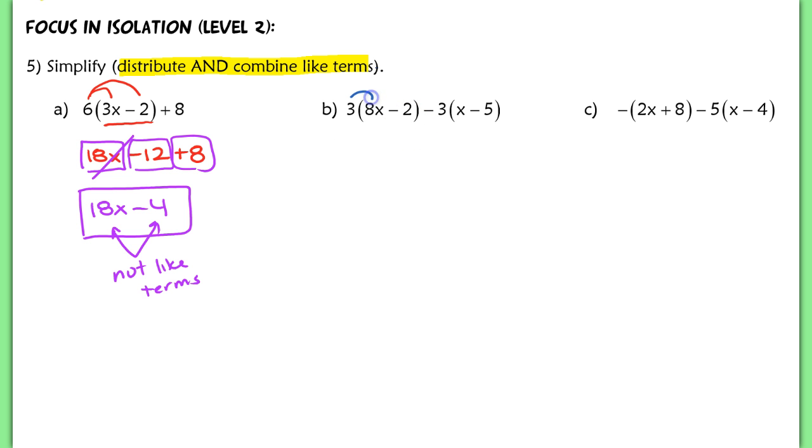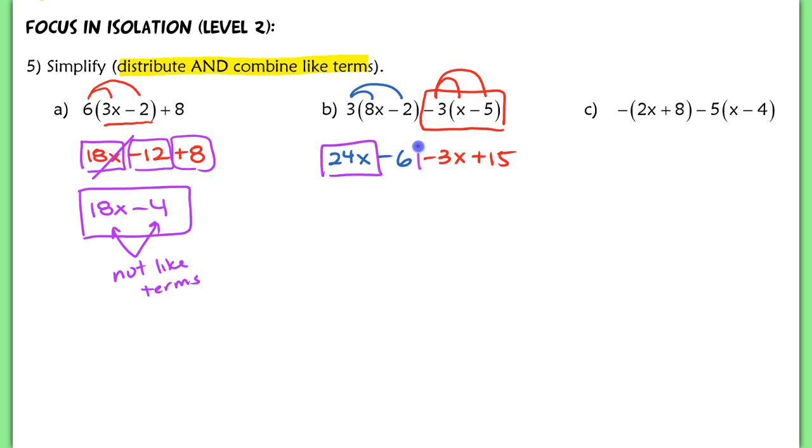Let's do 3 times 8x, that gives me 24x. 3 times negative 2 gives me negative 6. Then I'm going to work on the second set of parentheses here, this one. I'm going to distribute a negative 3 times x, that gives me negative 3x. And then I have to be careful about my sign here because negative 3 times negative 5 gives me a positive 15.